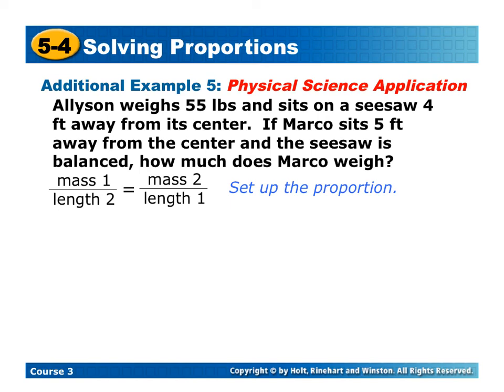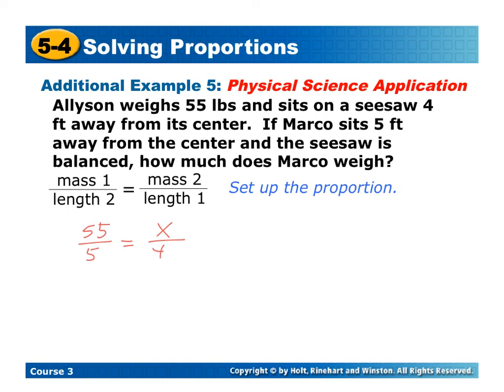Allison weighs 55 pounds and sits on a seesaw 4 feet away from its center. If Marco sits 5 feet away from the center and the seesaw is balanced, how much does Marco weigh? So mass 1 would be Allison, and she weighs 55 pounds. We're trying to balance that with Marco, but we don't know his mass. Now remember, it's always the opposite length. So if Allison weighs 55 and sits 4 feet away, 4 is actually going to go under mass 2, and Marco is 5 feet away.